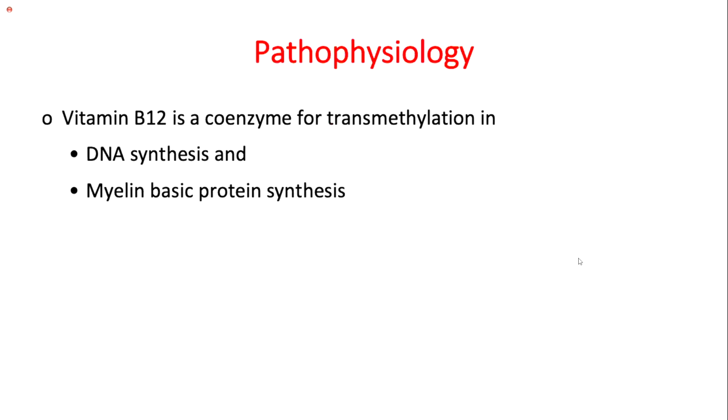Why in vitamin B12 deficiency do you get loss of neurons? Because vitamin B12 is a crucial coenzyme in transmethylation, which is important for DNA synthesis and myelin basic protein synthesis. So if you don't have DNA and you don't have myelin basic protein, then you're going to get degeneration of the neurons. That is what is so magic about vitamin B12. Okay.